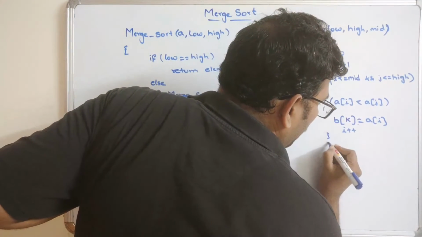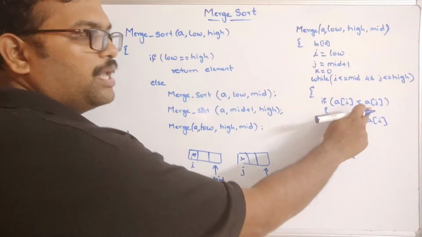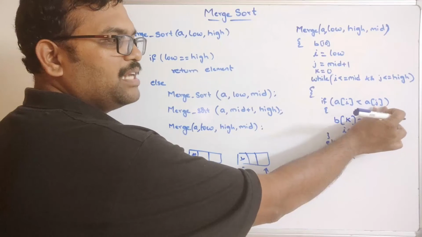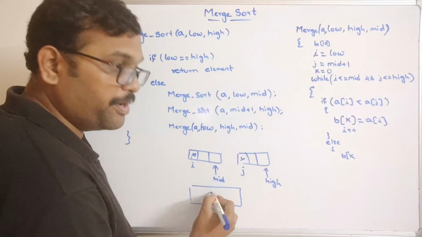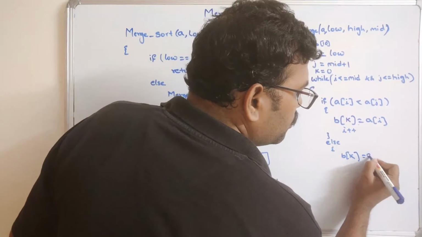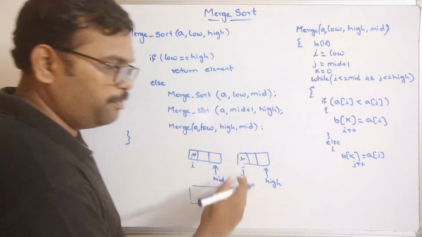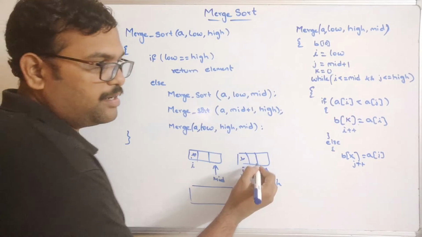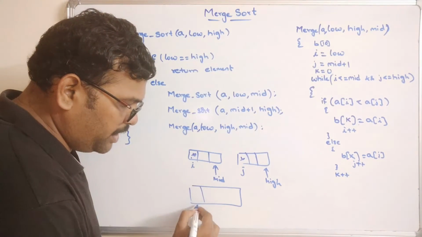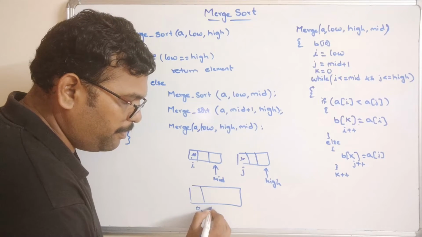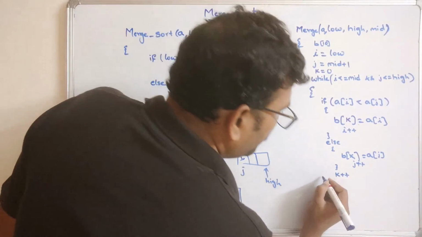And simply you can write else. If it is false, that implies a of j is less than a of i. So this element should be copied here. So b of k is equal to a of j, and j should be incremented to the next. In both cases we have to increment k, because once the element is inserted here, k should be incremented so that k points towards here. So k should be incremented, right?